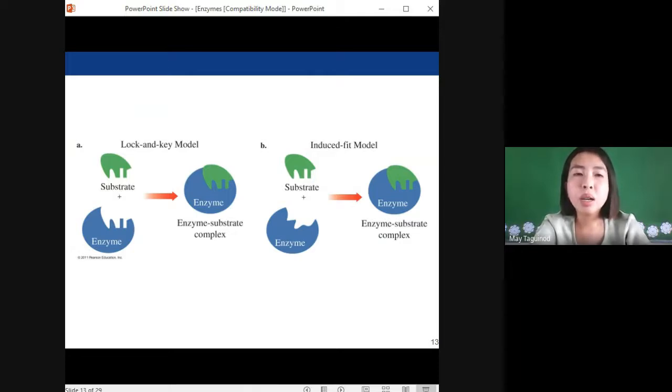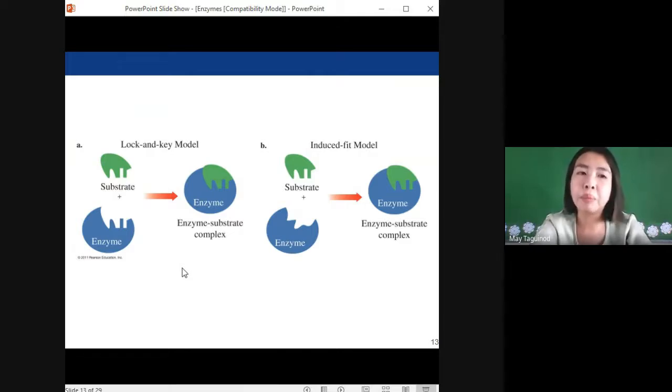All right. As the name suggests, in this theory the enzyme is like a lock and the substrate is like a key. So the substrate locks into the enzyme's active site like a key fits into a padlock. And this forms an enzyme-substrate complex. So the reaction produces an enzyme-product complex.